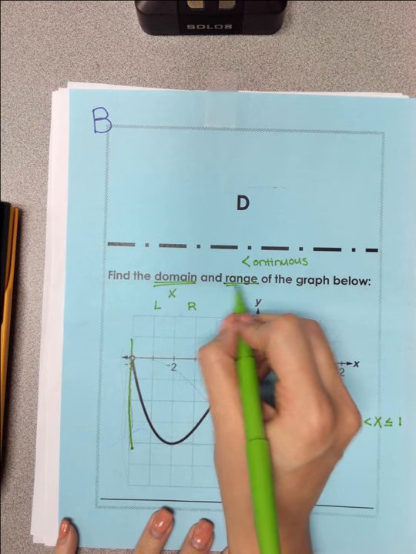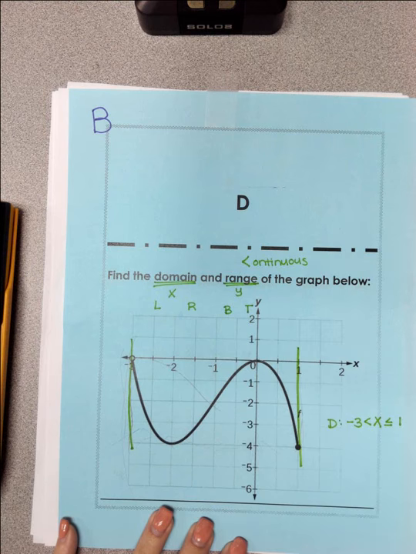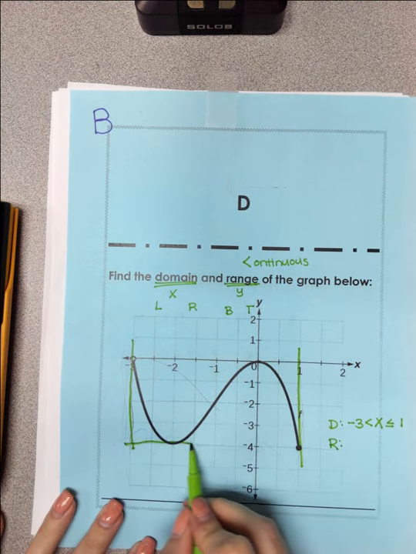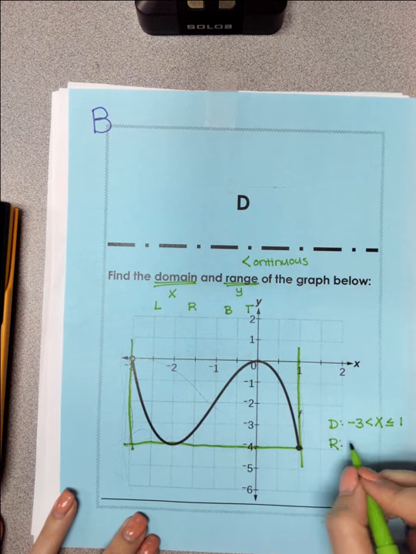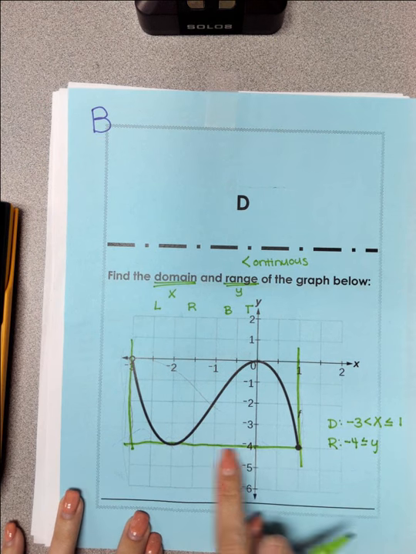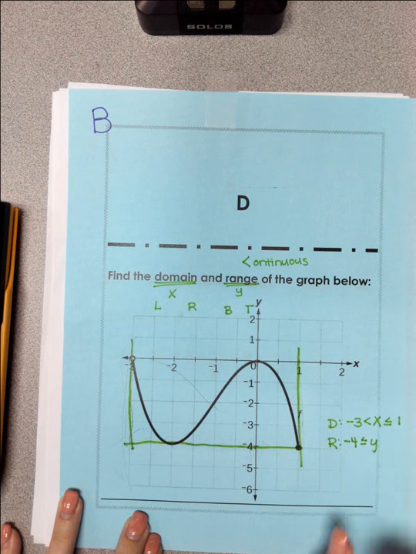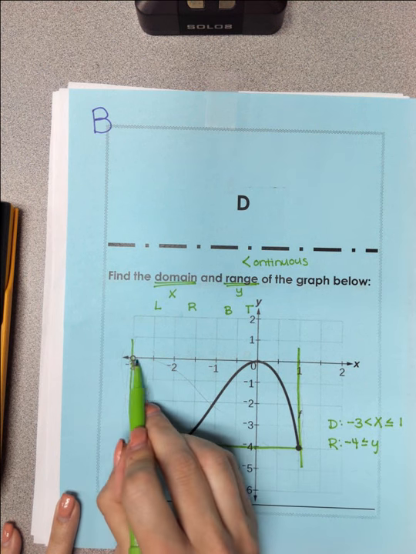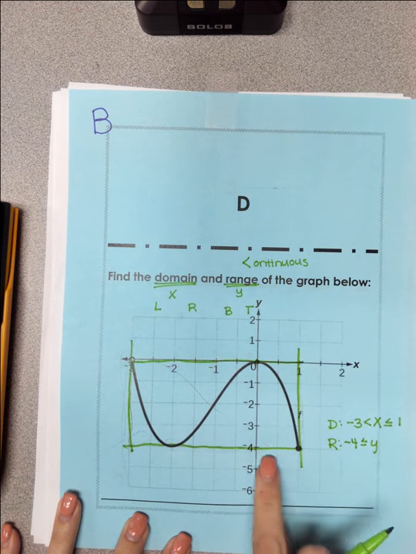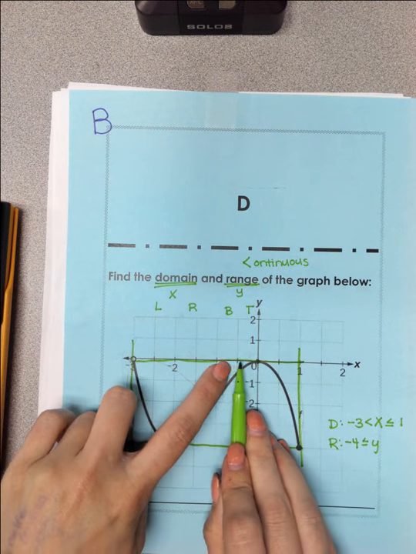Range, which means our Y values, is bottom to top. So for a range, the very bottom of the graph is down here at -4. This point, there is one here, there is one here. It's not open. There's a point there. The top, you're looking for where it hits the Y. Right here, where our border is hitting the Y, right here at 0. That's the height of it.